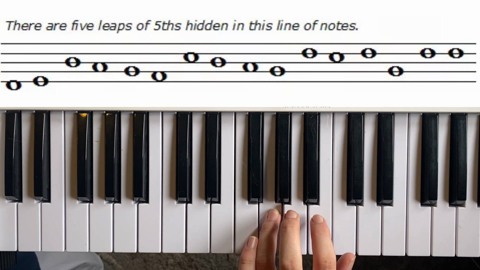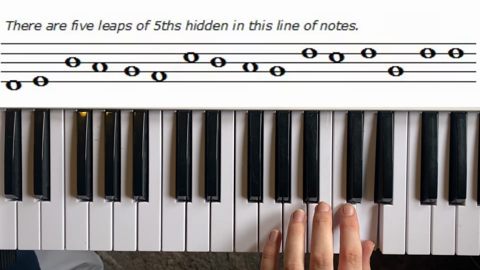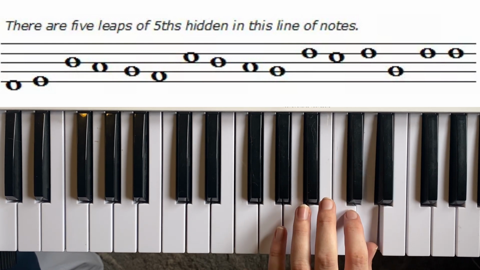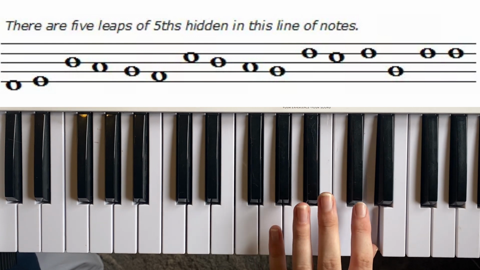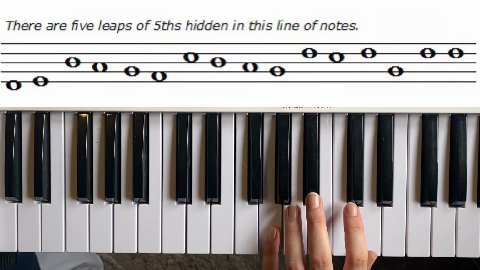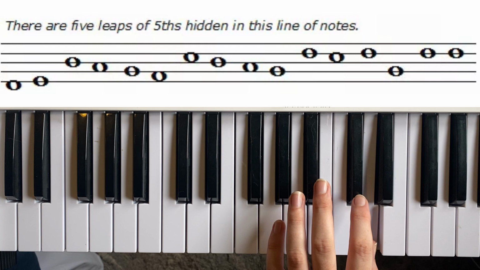Big jump. 1, 2, 3, 4 up to D. Down 1, up 1. Let's make that big jump down. I'm on my thumb, so let's just play the pinky on G. Back up. Play the same again.